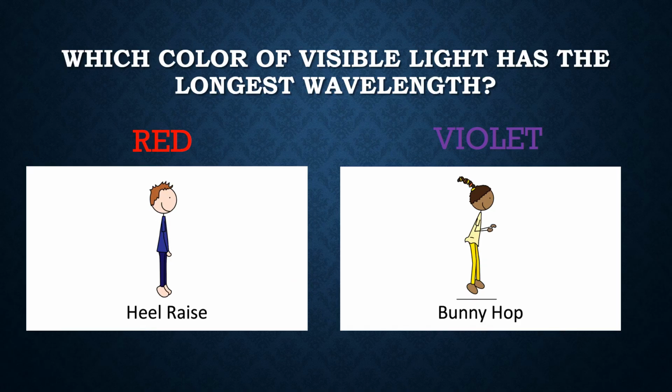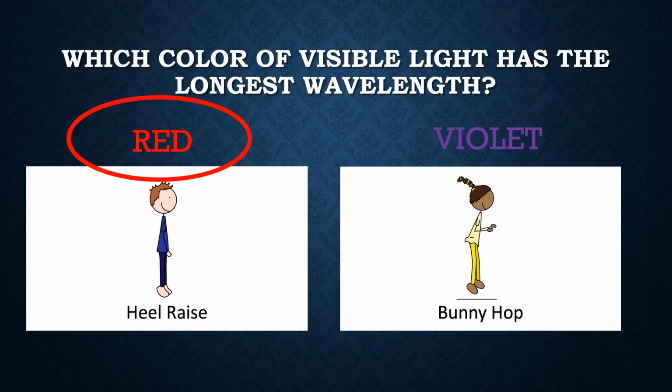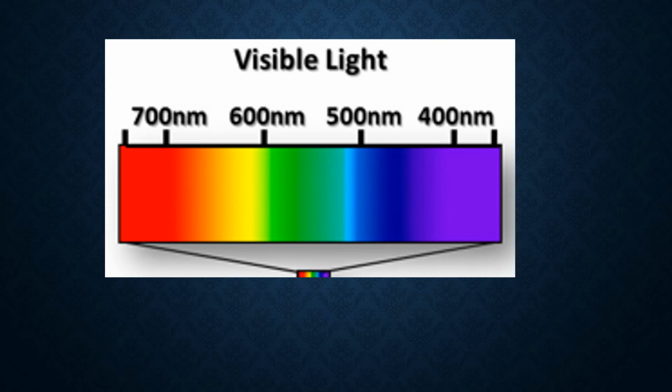Thinking about the colors of the visible light spectrum, which color of visible light has the longest wavelength, red or violet? If you think it's red, I want you to do heel raises. Violet, I want you to do bunny hops. Ready? Go. If you're doing heel raises, you chose the correct answer. Red is the longest wavelength. Looking at just the visible light part of the electromagnetic spectrum, you'll notice that the largest wavelengths are red and the smallest is violet.